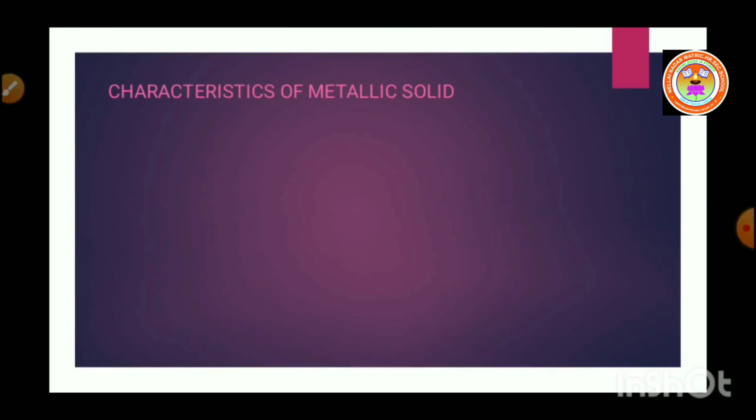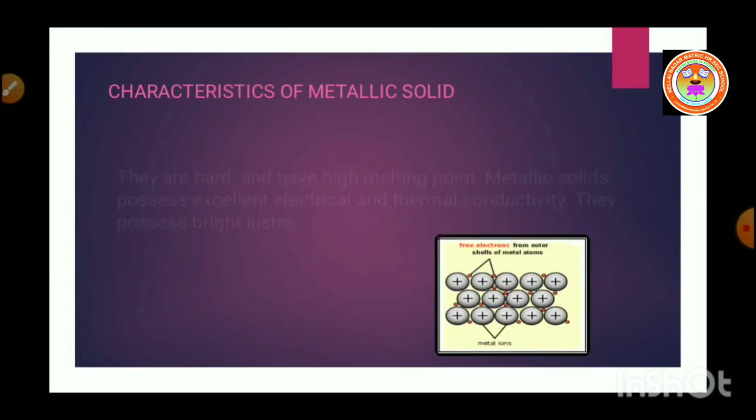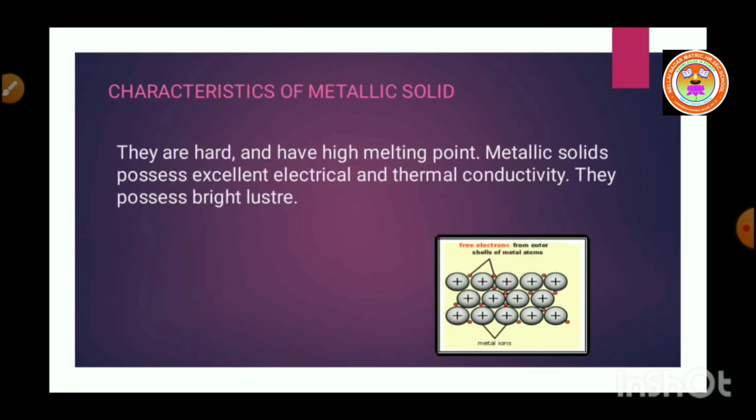Next one is the characteristics of metallic solids. See here, they are hard and also have high melting points. Okay, metallic solids possess excellent electrical and thermal conductivity, and they also possess bright luster.